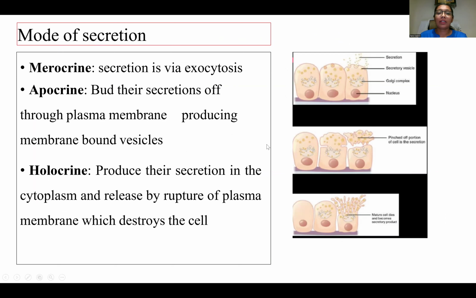Merocrine is where the secretions are going to be released via exocytosis. So here, as we can see in this figure, the secretions are going to be released through exocytosis. Apocrine is where they're going to bud off their secretions through the plasma membrane, producing a membrane-bound vesicle. So here, a membrane-bound vesicle is going to be formed. And in holocrine, they are going to produce their secretions in the cytoplasm and release them with the rupture of the plasma membrane. So here the plasma membrane itself is going to get ruptured in order to release the secretions.